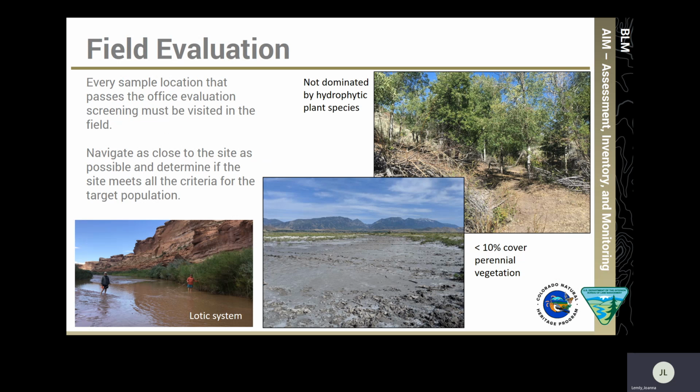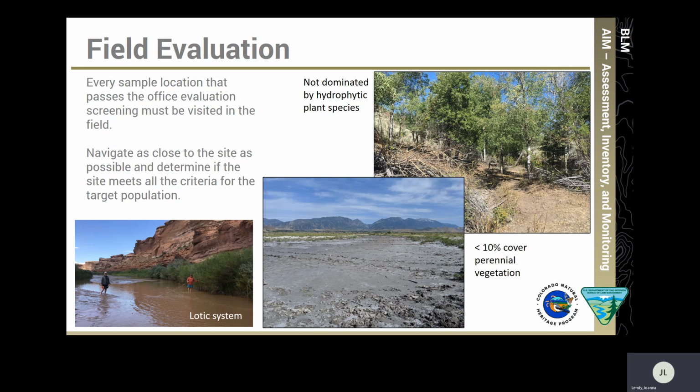Every sample location that passes the office evaluation screening must be visited in the field, either during a scouting visit or immediately before sampling. To carry out a field evaluation, navigate as close to the sample location as possible and determine if the area at and surrounding the sample location meets all the criteria for the target population.